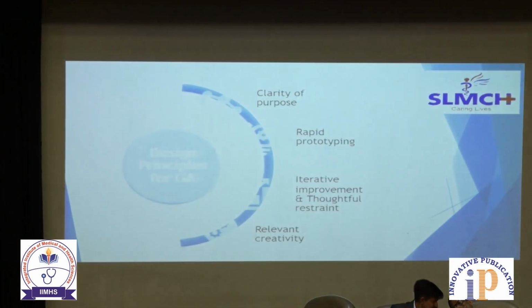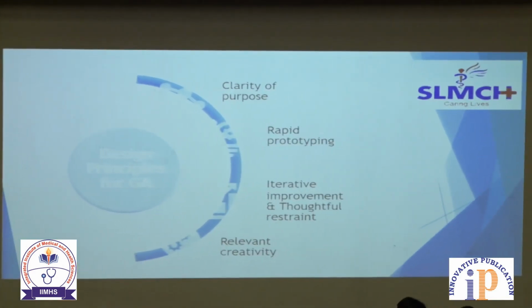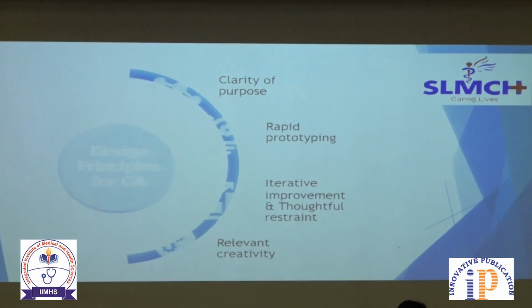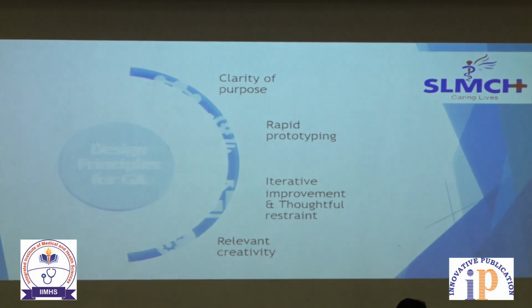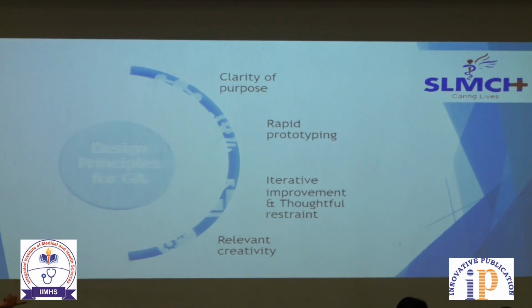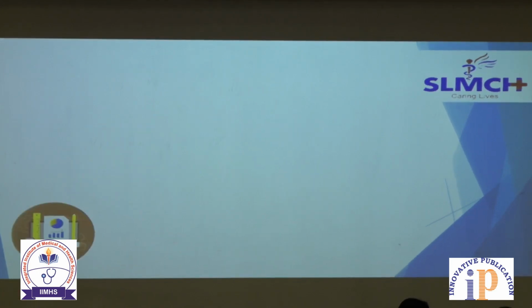Next one. So, how to design the principle of graphical abstract? One is clarity of purpose, what it is intended to tell. The second one is prototyping. It should be able to tell what the whole manuscript is about, and it should be thoughtful. And the last one is creativity. Your creativity matters a lot when you prepare a graphical abstract. Instead of writing the word injection, if you put an injection image, it should tell what it is about.